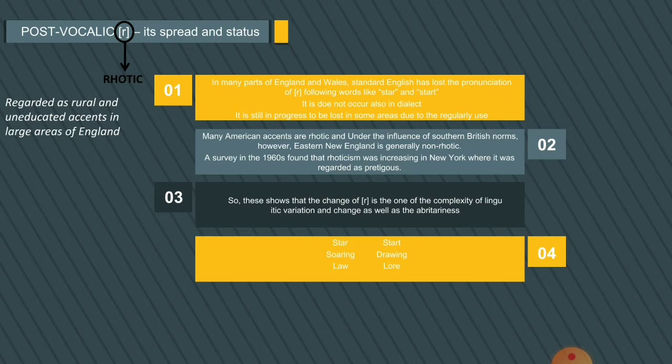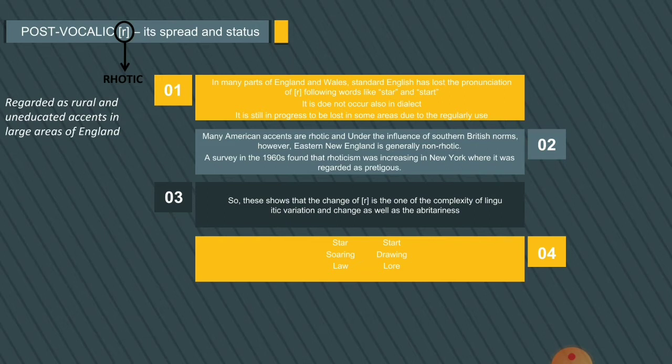The post-vocalic r sound, or rhotic, its spread and status: it is regarded as a rural and uneducated accent in large areas of England. In many parts of England and Wales, Standard English has lost the pronunciation of the r sound following vowels in words like star and start. It also does not occur in some dialects. It is still in the process of being lost in some areas due to regular use.